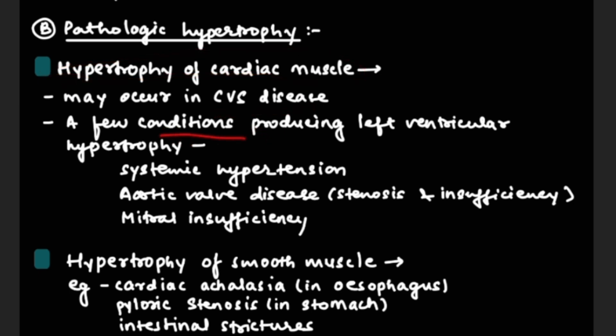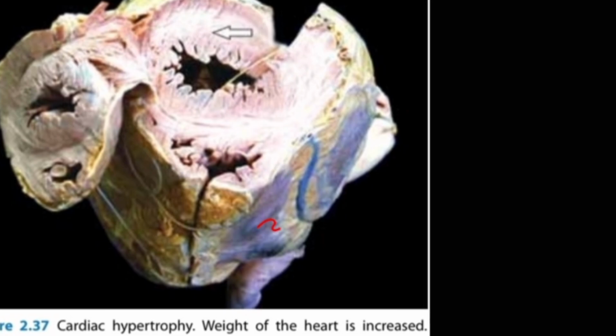There are a few conditions which produce left ventricular hypertrophy. For example, hypertension, then aortic valve disease if there is stenosis or insufficiency, as well as mitral insufficiency, may cause hypertrophy. So this is the diagram of a cardiac hypertrophy.